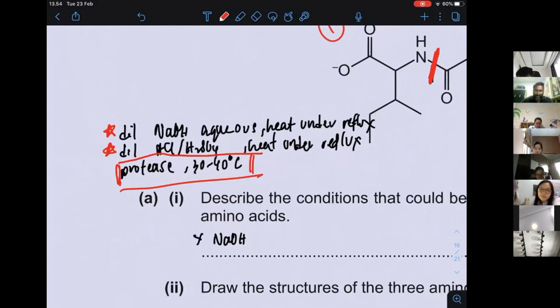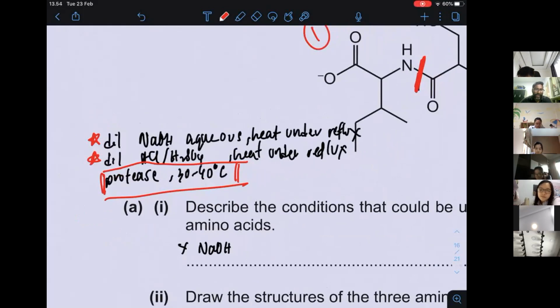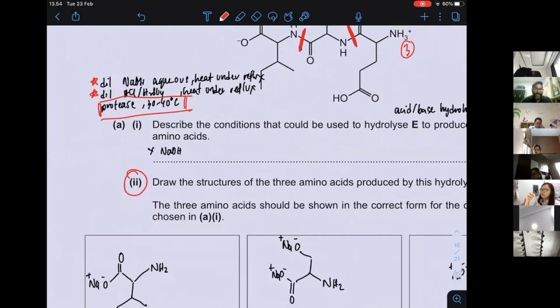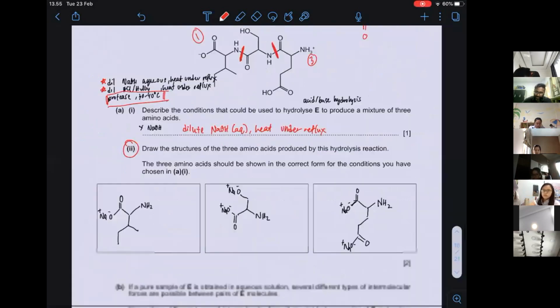Dilute sodium hydroxide, aqueous, and then heat under reflux, or dilute hydrochloric acid or dilute sulfuric acid, heat them under reflux. So you can use any of these, but you need to select one. Because the following question is related to A1. So let's say I'm going to use dilute sodium hydroxide, aqueous, and then heat under reflux. Let's say this is what I decided to select.